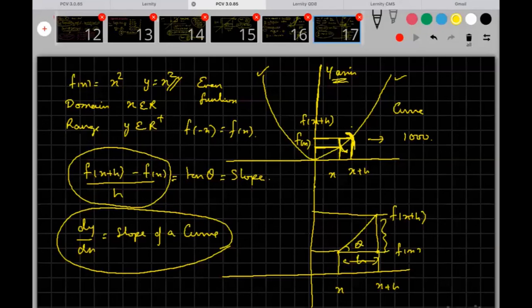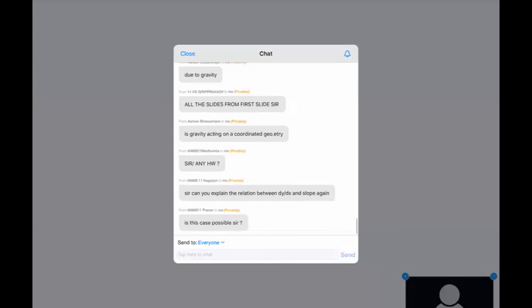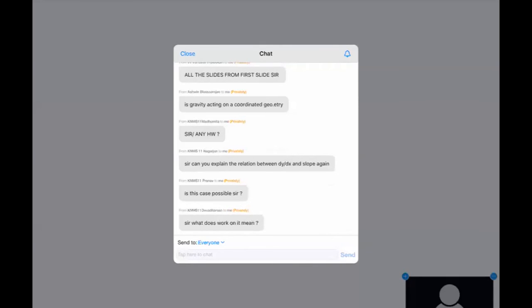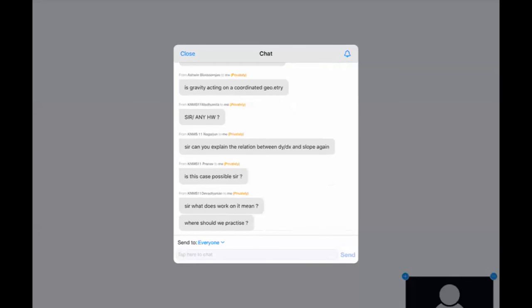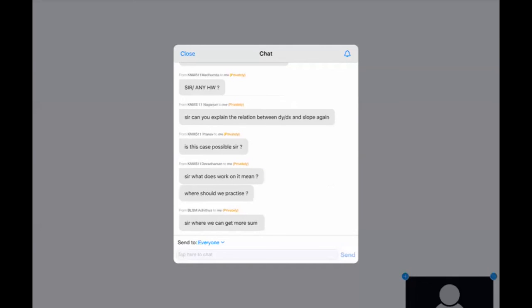Let me just check if there are any other questions that have come up. Can you explain the relationship between dy by dx and slope again? I will explain next class. Then what does work on it mean? Work on it means redo all these questions without copying. Find the differential of x square. Whatever I have done today, practice the same thing. I have written x square, you can write x power 5, x power 6. I have written ax plus b, you can write ax square plus bx plus c, or ax cube plus bx square plus cx plus d.